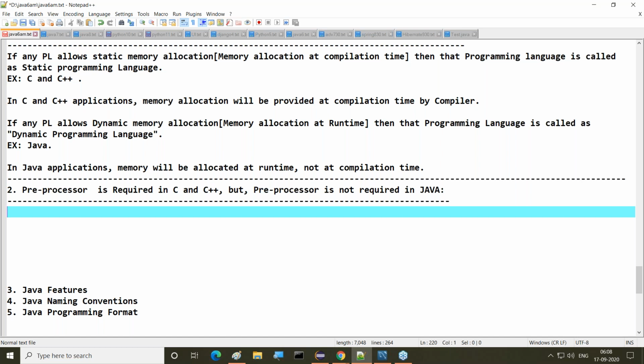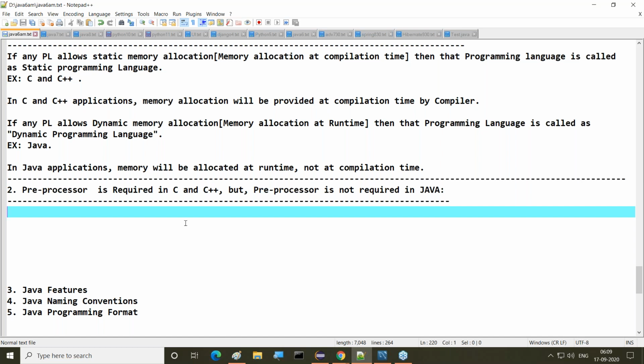Before understanding whether the preprocessor is required or not required in C, C++ and Java, first of all we have to understand what the preprocessor is, what its location is, and what its role is in programming languages. After that, we will decide whether the preprocessor is required or not in C, C++, Java. First, understand the concept: what the preprocessor is, where it is, and what its job is.